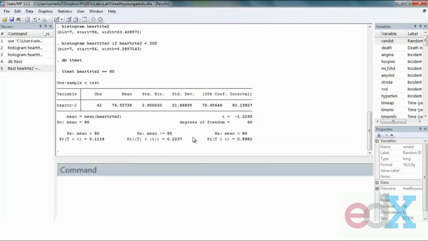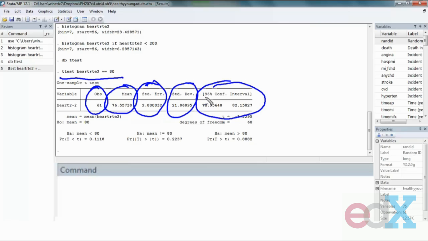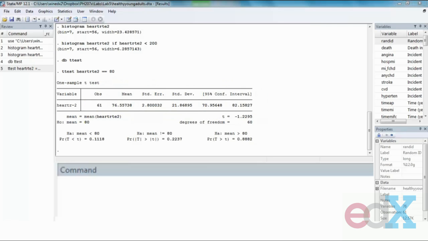You get many important numbers from the output of the ttest command. We have the number of observations, the mean in the sample, and the standard deviation of the sample. You also get the standard error of the mean, and a 95% confidence interval for the mean. For the hypothesis test, many of the important quantities are down here. You have your t-statistic and the number of degrees of freedom.